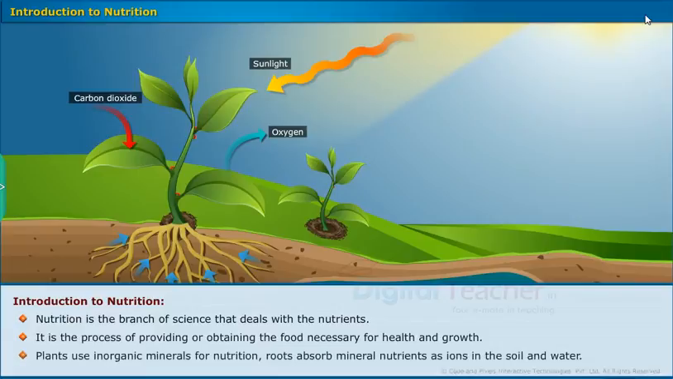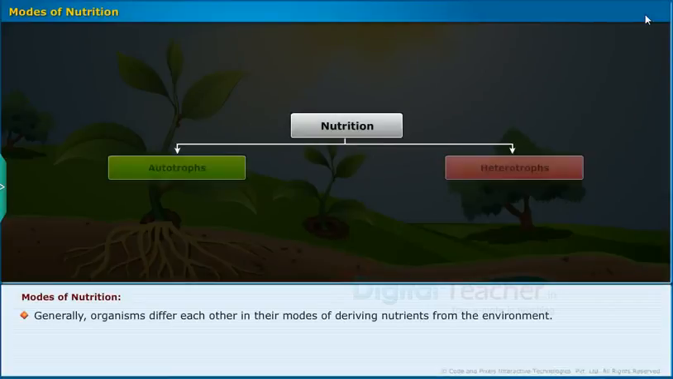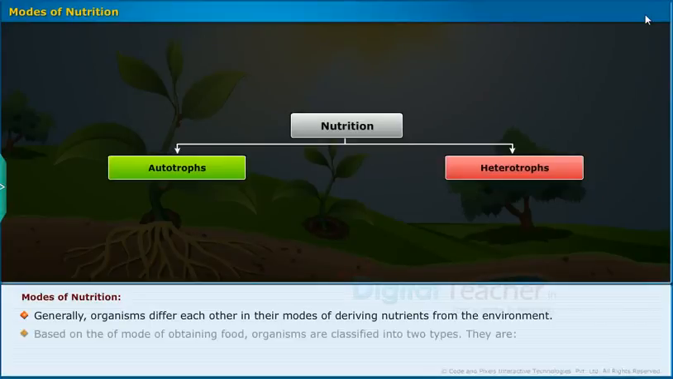Plants use inorganic minerals for nutrition. Roots absorb mineral nutrients as ions in the soil and water. Now, let us study about different modes of nutrition. Generally, organisms differ from each other in their modes of deriving nutrients from the environment. Based on the mode of obtaining food, organisms are classified into two types.